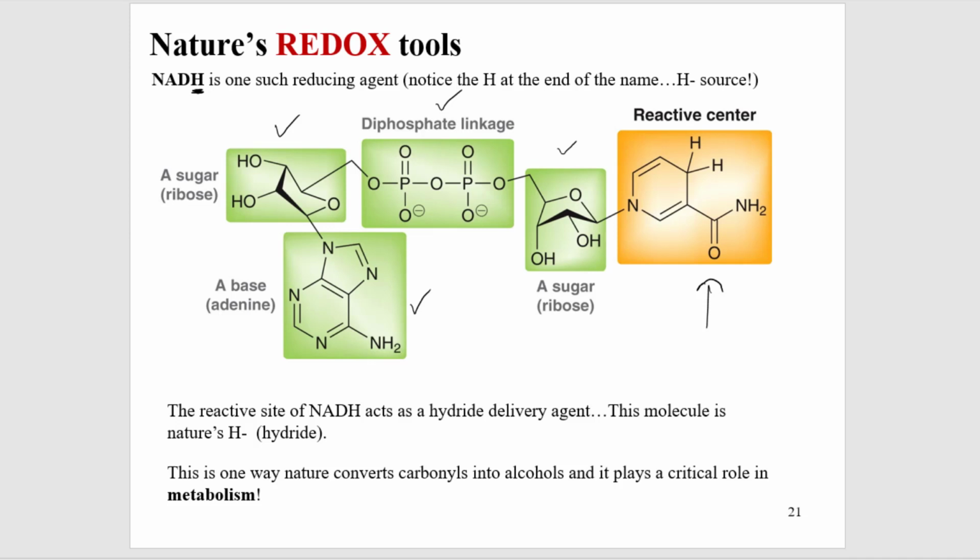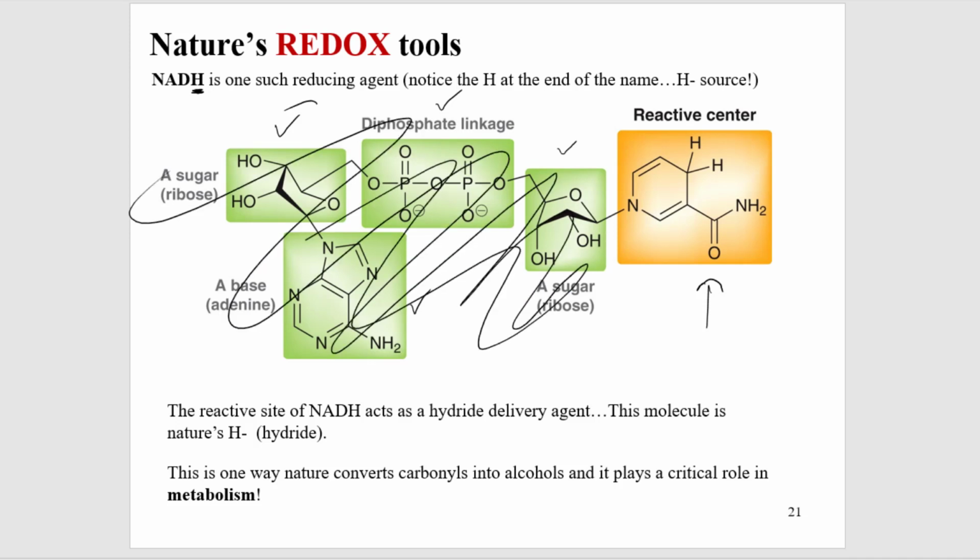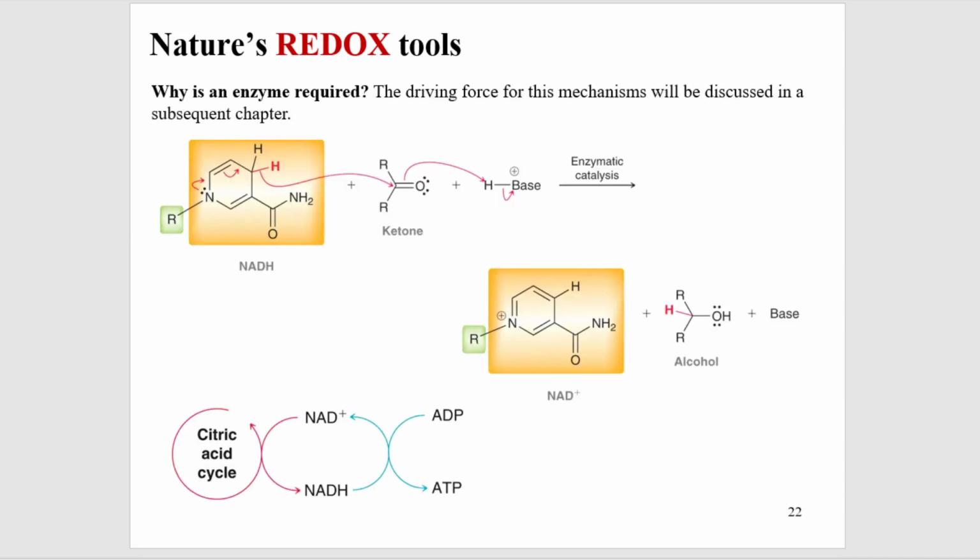Okay, so let's reduce this molecule down. Let's just shrink it down because we don't really need to see any of this stuff because it's not playing a role in the hydride part. Let's just focus on the orange. So you can see here that that whole big green part of the molecule is just now shrunk down to just an R in green, okay? Because it really doesn't play a role. So why is an enzyme required?